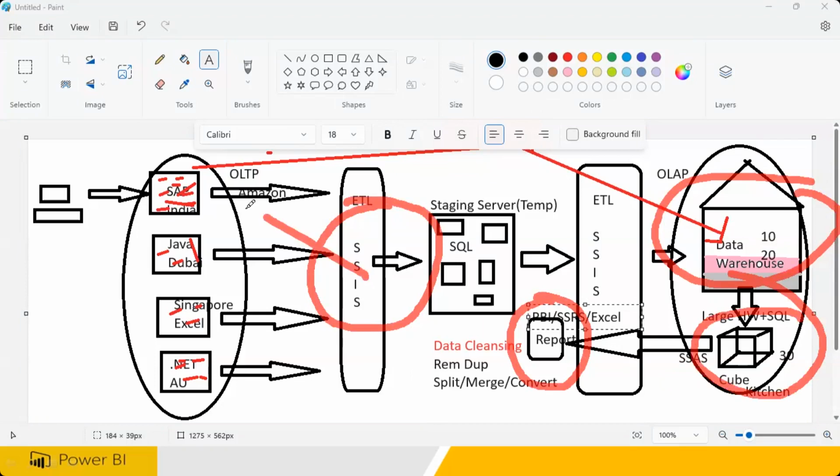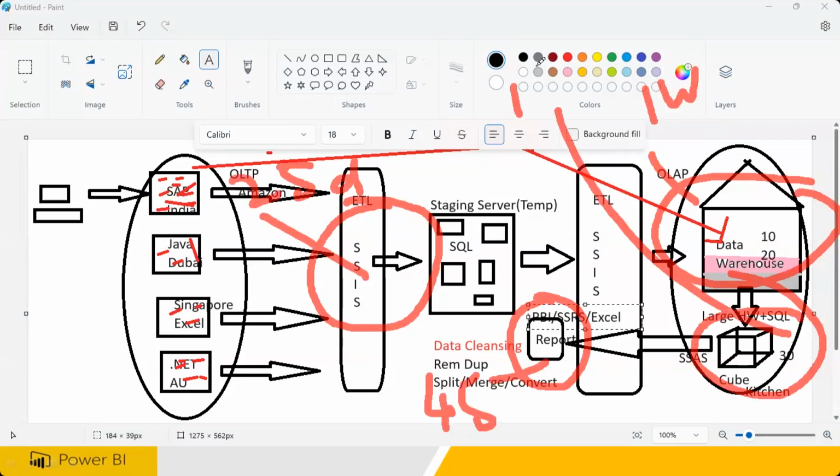So this will be a 25 days course. Okay. And this will be a 45 days course. And data warehousing will be a 1 week course. And this will also be a 1 week course. And this will be free for you. This is also free for you. Okay. So Power BI.